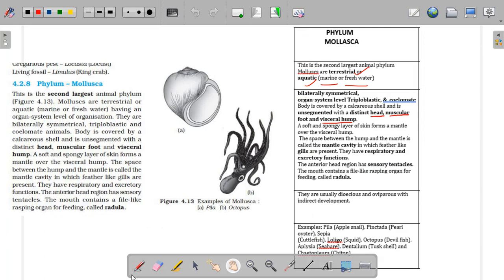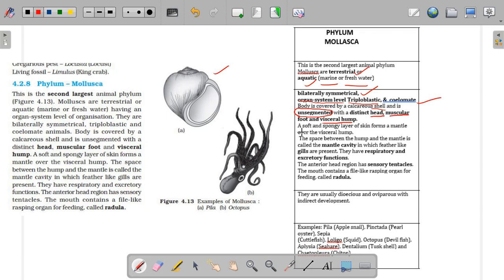The body is usually bilaterally symmetrical. They have all the organ systems made up of three germ layers. They have a cavity in the body, and the most important aspect is that the body is covered by a shell, like you can see right over here. It has a shell on top of the body, and the body is unsegmented. That means, the way you have seen in the previous lesson, in annelids as well as in arthropoda, they have a segmented body, whereas molluscans don't have segments.